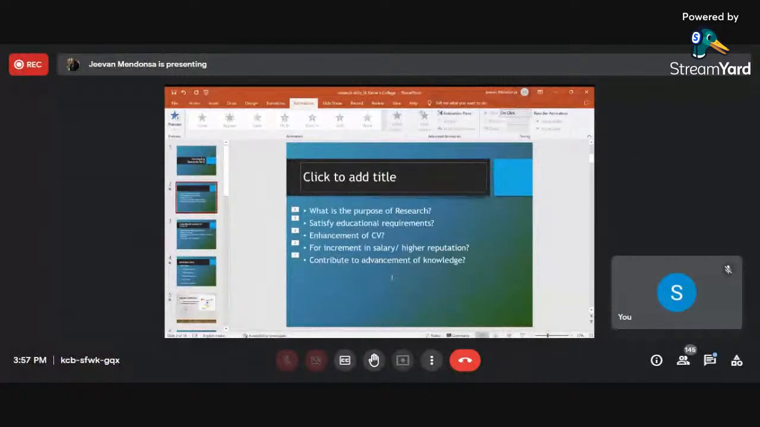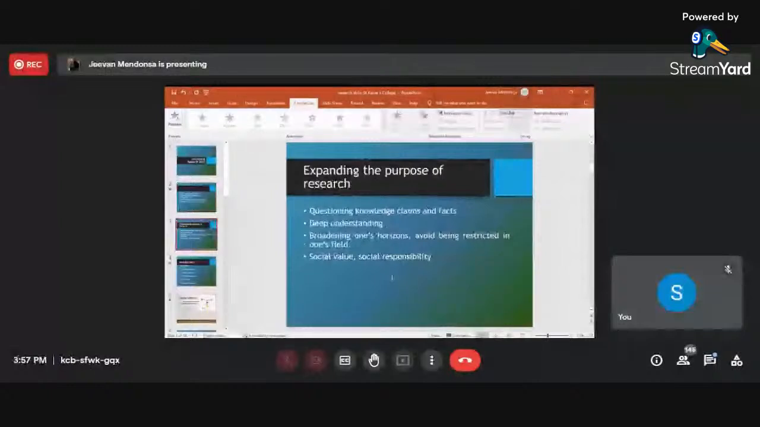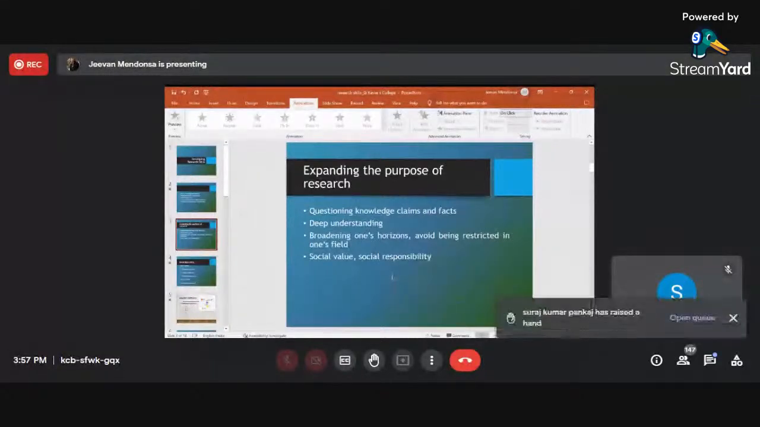Okay, so what I was saying is not to restrict ourselves, but to expand the purpose of research. And these are the points that I was speaking about, as you would have realized. This, which you see now on the slide, is having a deep understanding, questioning knowledge, claims, and facts, broadening one's horizons, not being restricted in one's field, and having a sense of social value and a sense of social responsibility.